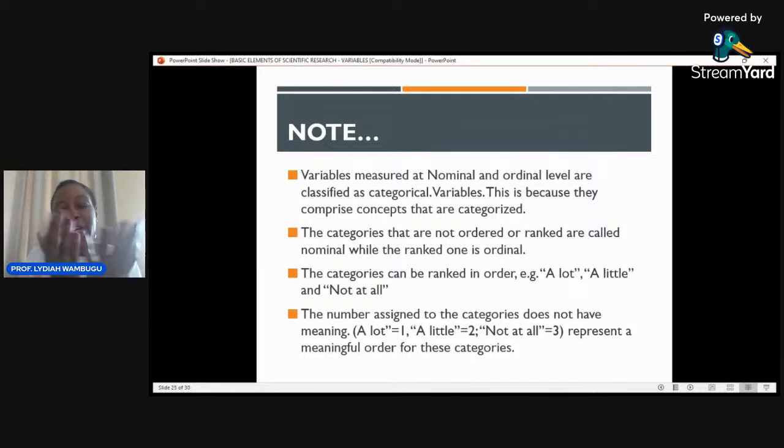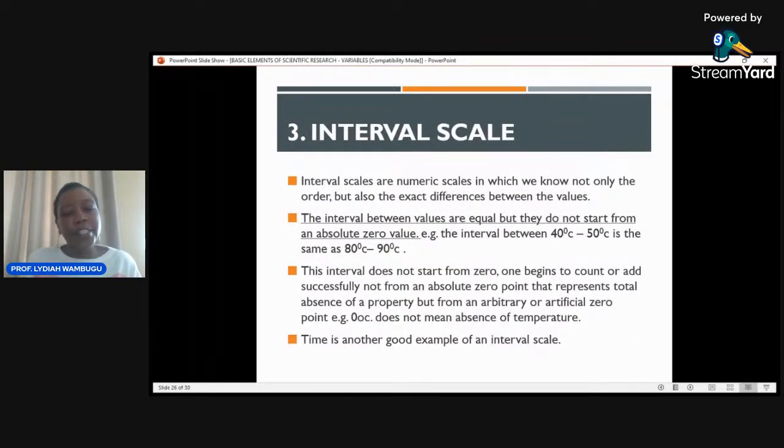So remember those first two, they are called categorical, because the two of them categorize, put variables into categories. The one that only names, nominal. The one that orders, ordinal. Then we move to the last two, when we have interval.